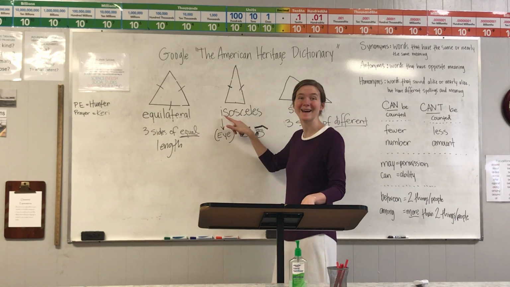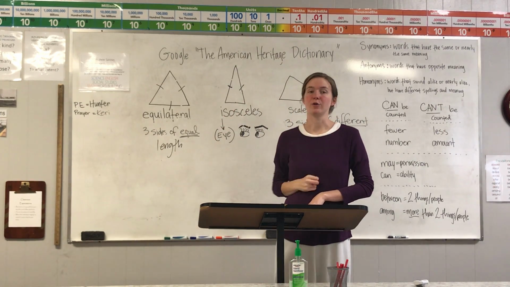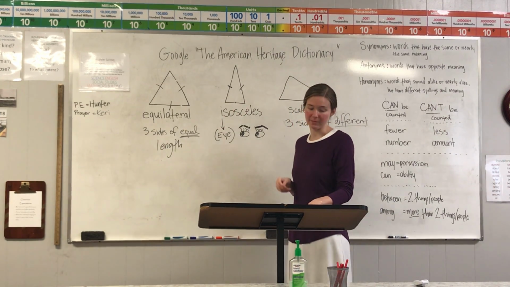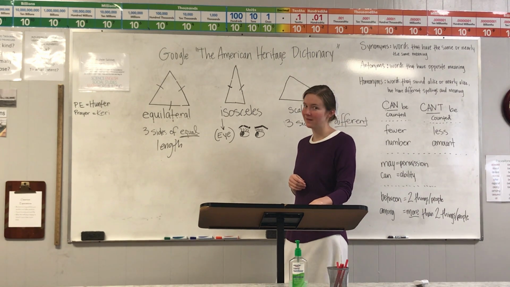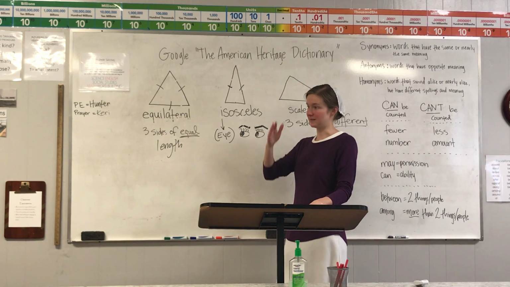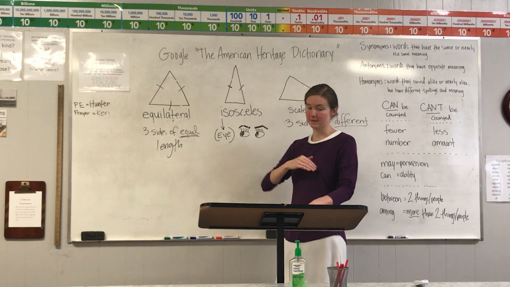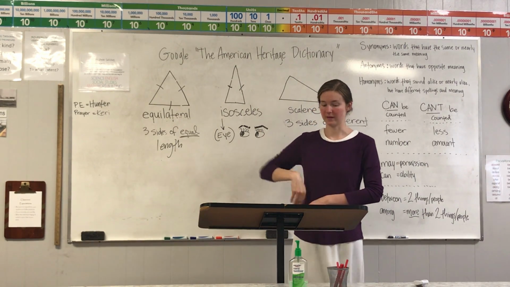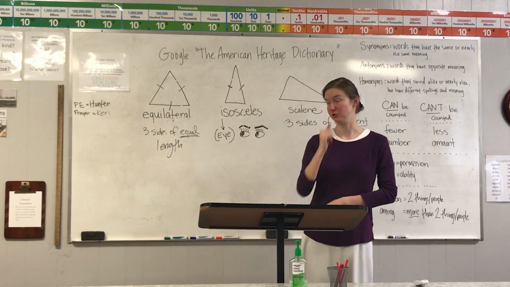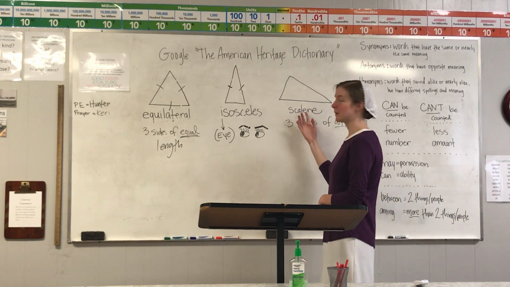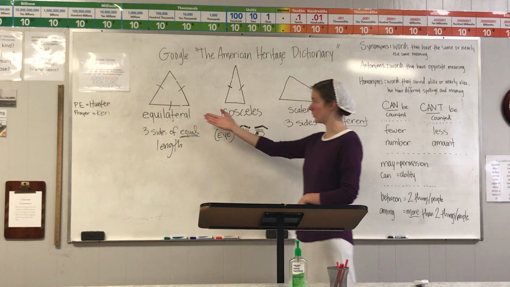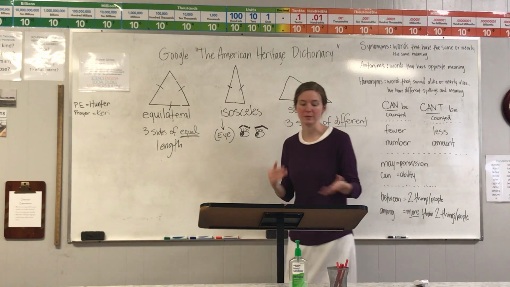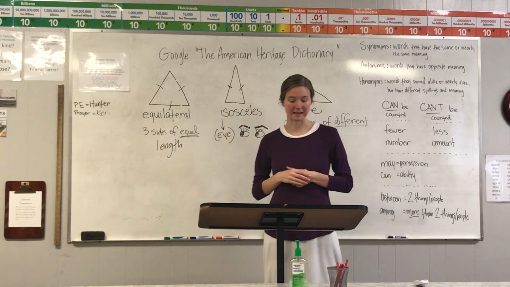Isosceles. Two eyes. Are there two sides that are the same length? There's not. Because the slanted line is the longest, and then the bottom line is a little bit shorter, and the upright line is even shorter. All right, so what would it have to be? It can't be equilateral, it can't be isosceles. It would be scalene. Go ahead and write scalene.